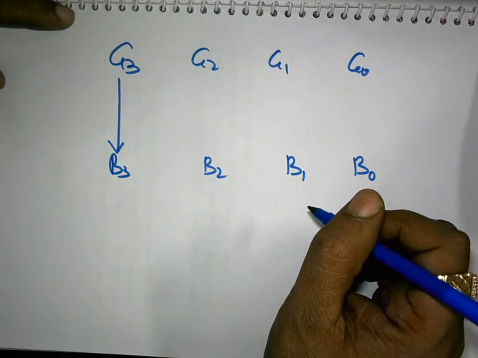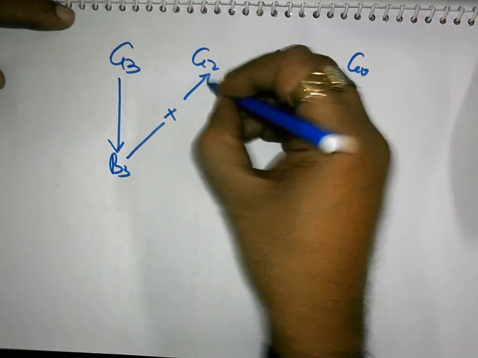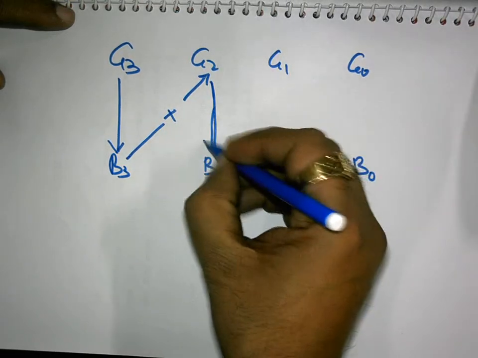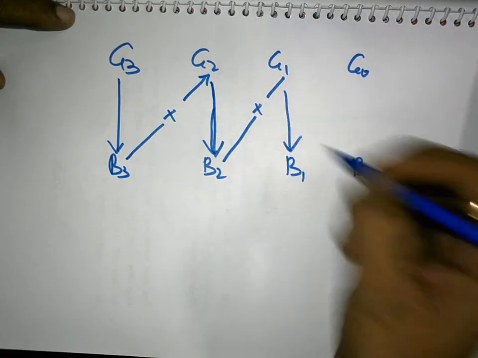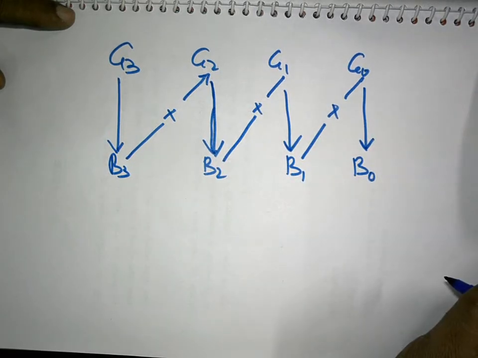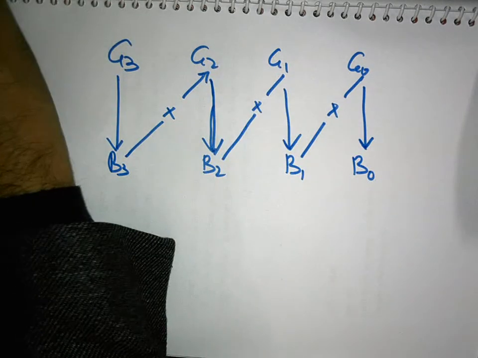B3 is simply a copy of the MSB. Then you have to perform the addition between these two, and this will be the result for this. Then you perform the addition between these two, and this will be the result for this. And then you perform the addition between these two, and this will be the result for B0. So you will build up a truth table using this logic, and then you will proceed for the realization. This is also an assignment for you, and this is a laboratory assignment also. You have to perform this in your lab.